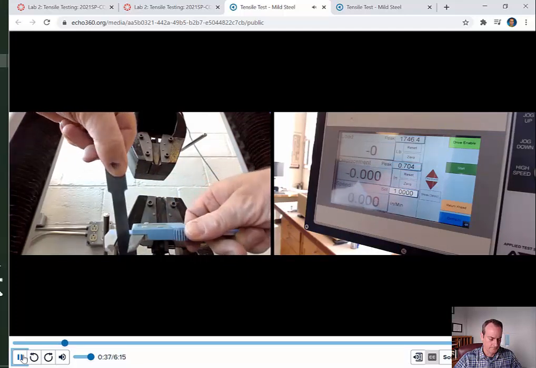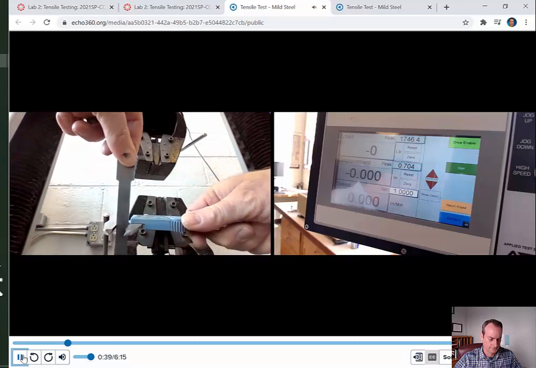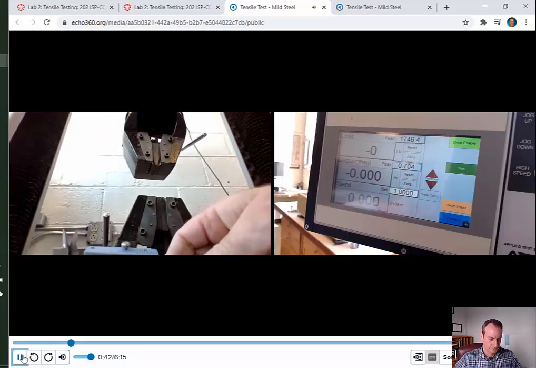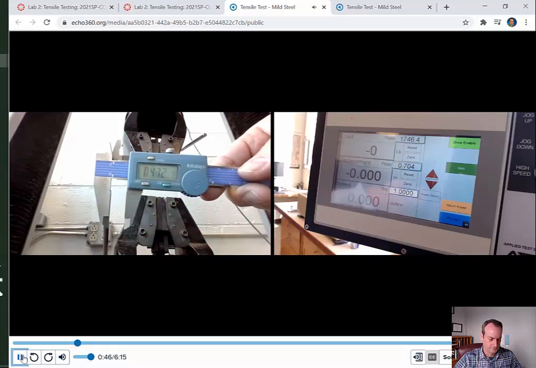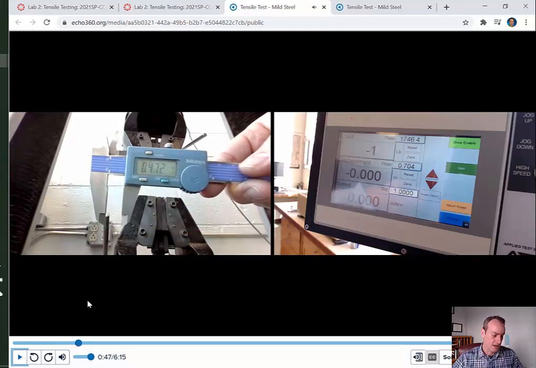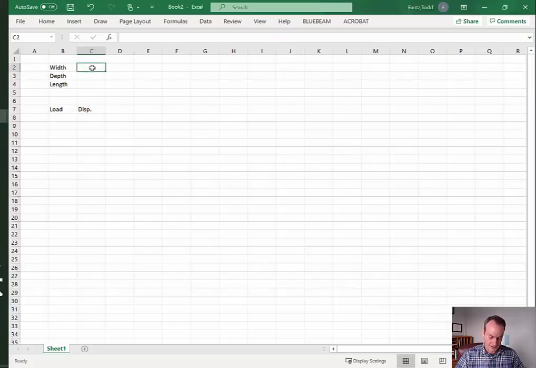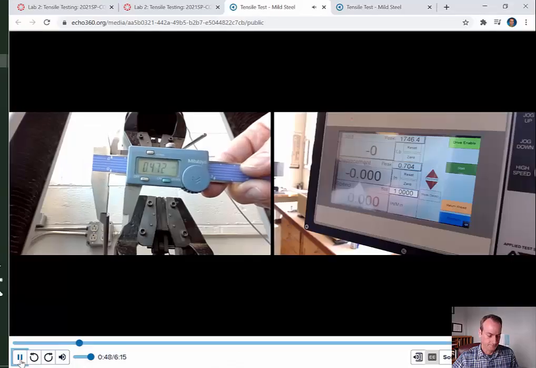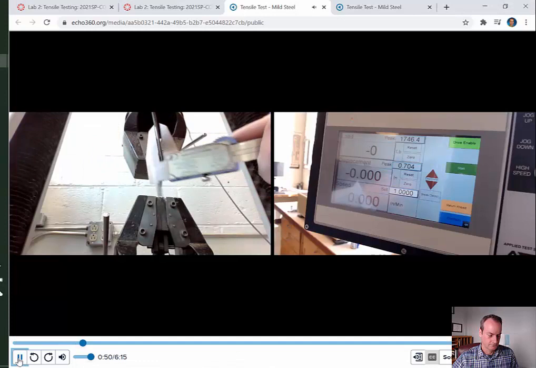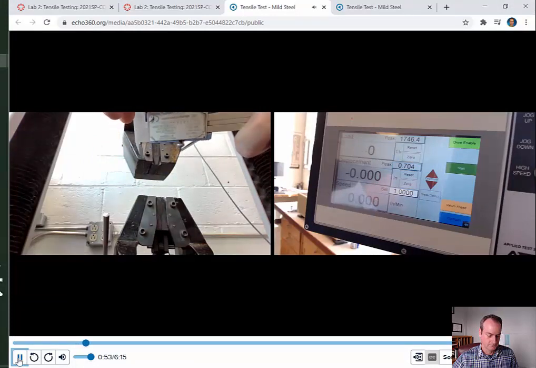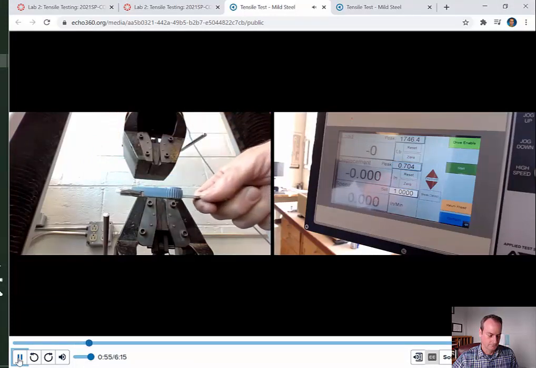So for the width of this specimen, I end up with something like, oh dear, 0.472. So hopefully you can see that, 0.4. So I'm pausing the video, going back to my Excel sheet, and I know that I have a width of 0.472. Enter that into your spreadsheet. Do the same thing for the depth and the length. 0.72. And for the depth of this thing, I guess that's what I would call it, I end up with 0.069.